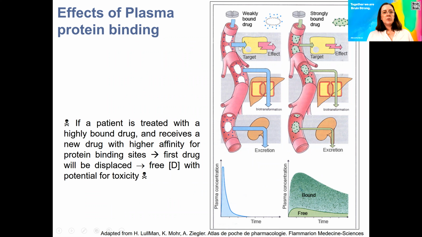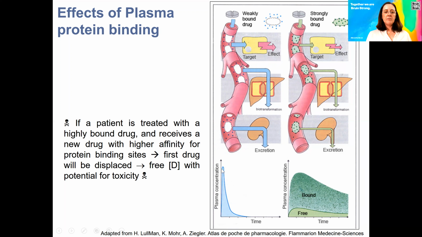So as I said, you only have the free drug that can exit the vasculature and reach the target and induce an effect. And that's going to be the same thing for the next step of pharmacokinetic, which is the metabolism or biotransformation. And it's going to also apply to the last step of pharmacokinetic, which is the excretion. And so this is going to translate when you're going to look at the plasma concentration over time.